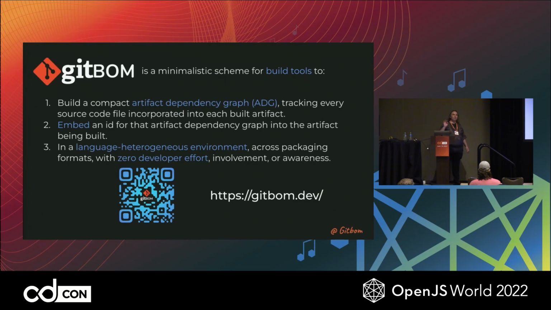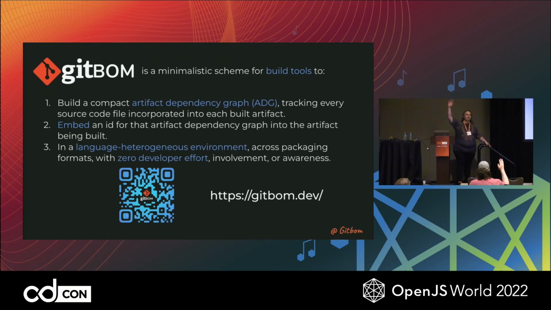And so what GitBOM fundamentally does is it advocates for building these compact artifact dependency graphs just out of the Git object IDs, embedding the Git object ID of those GitBOM documents into the output artifact from a build tool, and having the build tool do it because the build tool knows it. In a language neutral, language heterogeneous environment, across all kinds of packaging formats, with zero developer effort, involvement, or awareness. So quick question, let's see if we have any engineers in the room. How many of you are lazy?